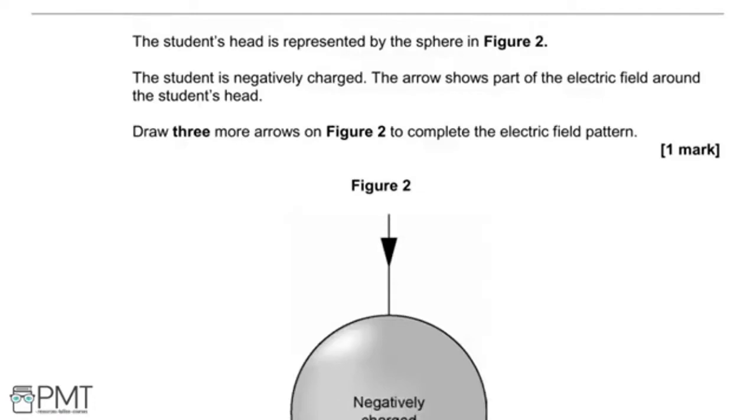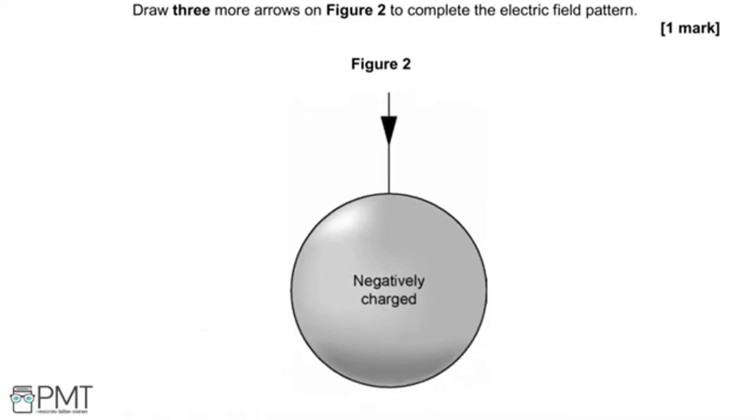The student's head is represented by the sphere in figure 2. The student is negatively charged. The arrows show part of the electric field around the student's head. Draw 3 more arrows on figure 2 to complete the electric field pattern.